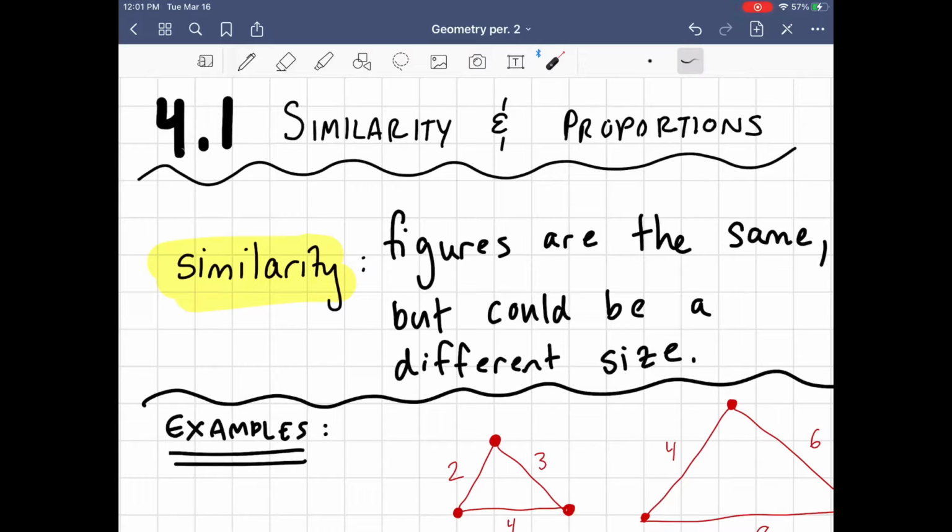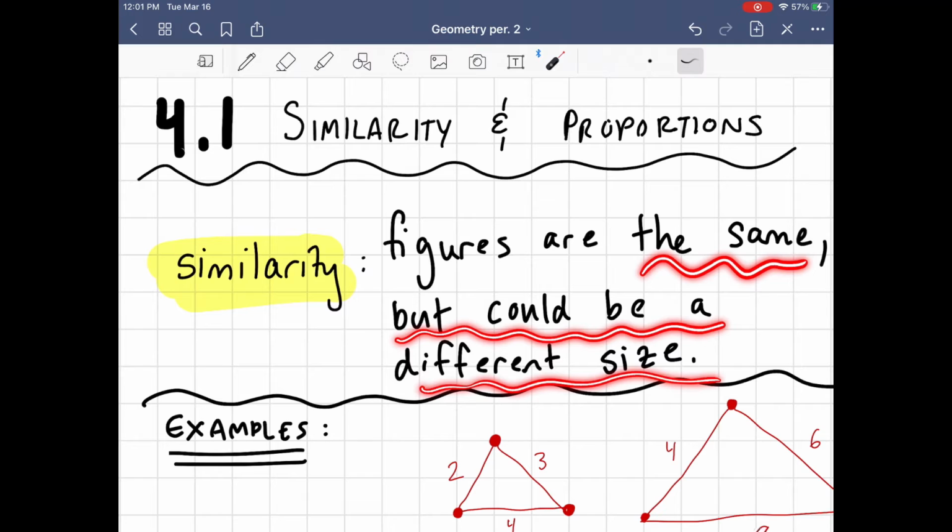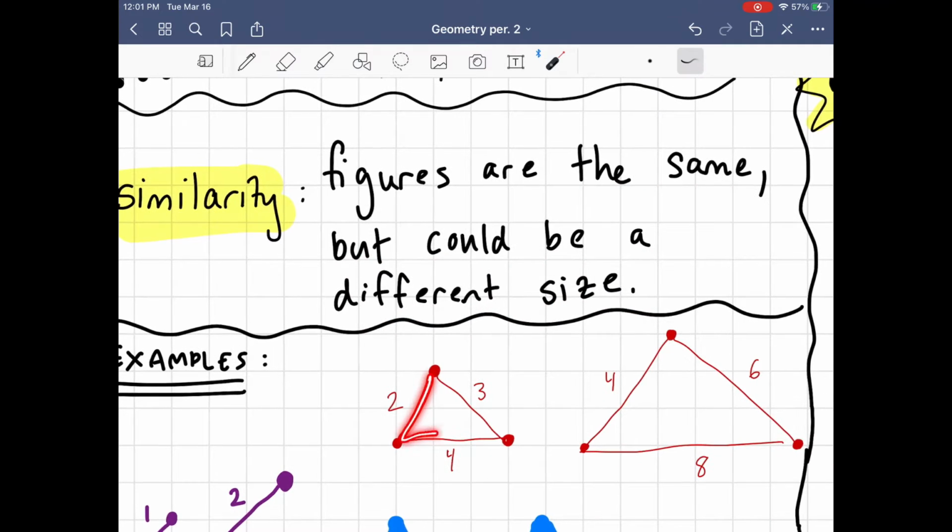I'm going to show you the recap of section 4.1 where we learned about similarity and proportions. Similarity is when figures are the same, but they could be a different size. One example of that is these two triangles.